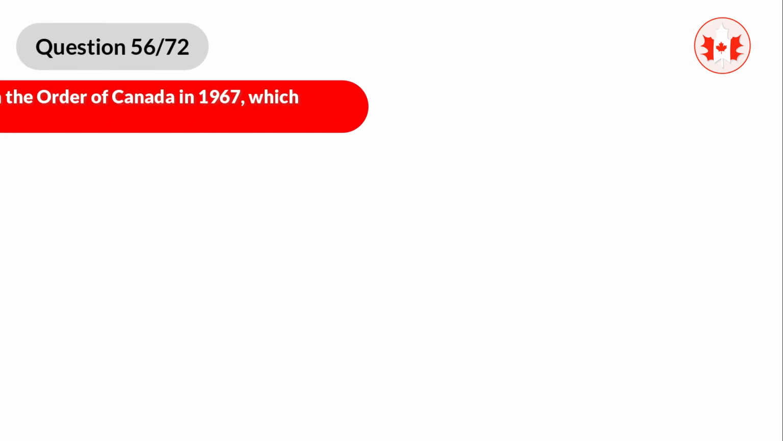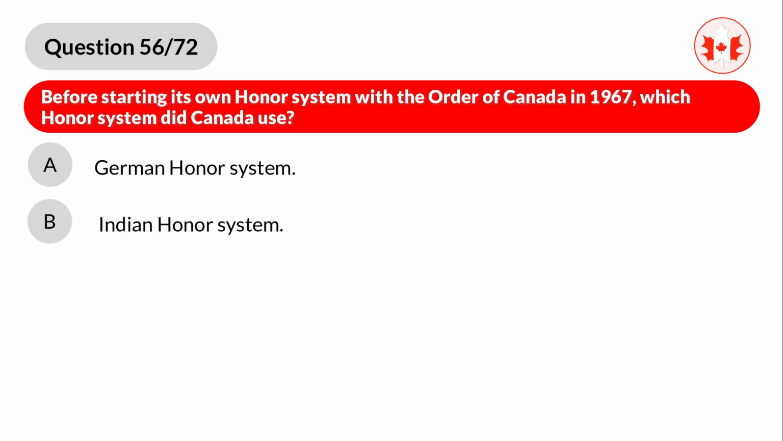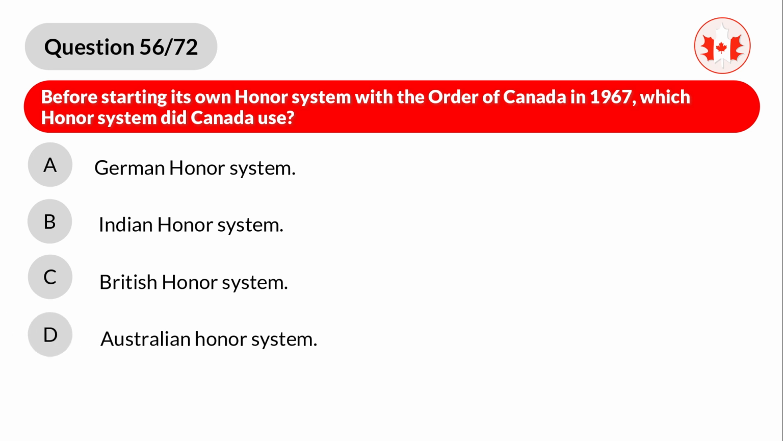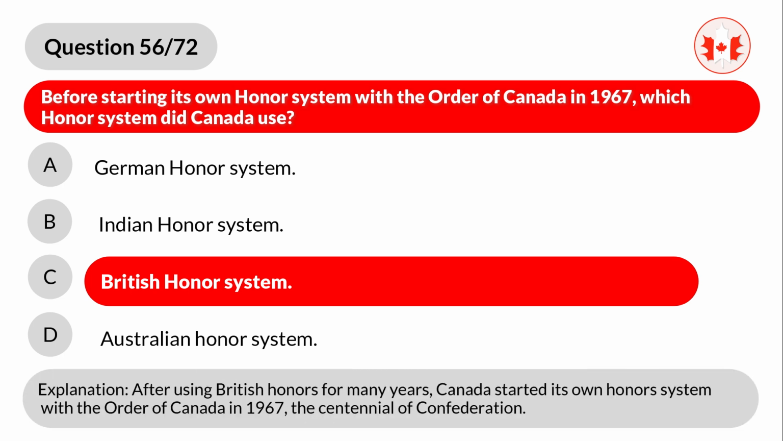Question 56. Before starting its own honor system with the Order of Canada in 1967, which honor system did Canada use? A. German honor system. B. Indian honor system. C. British honor system. D. Australian honor system. The correct answer is C. British honor system. Explanation: After using British honors for many years, Canada started its own honors system with the Order of Canada in 1967, the Centennial of Confederation.